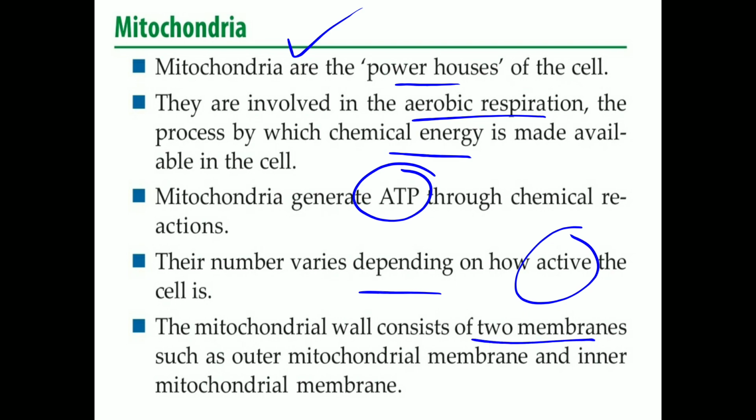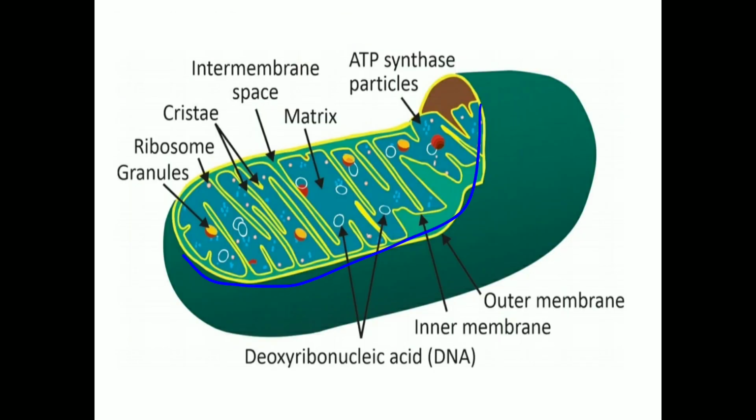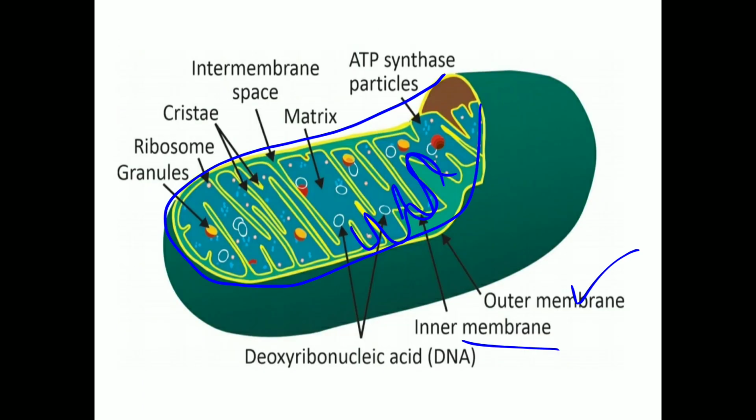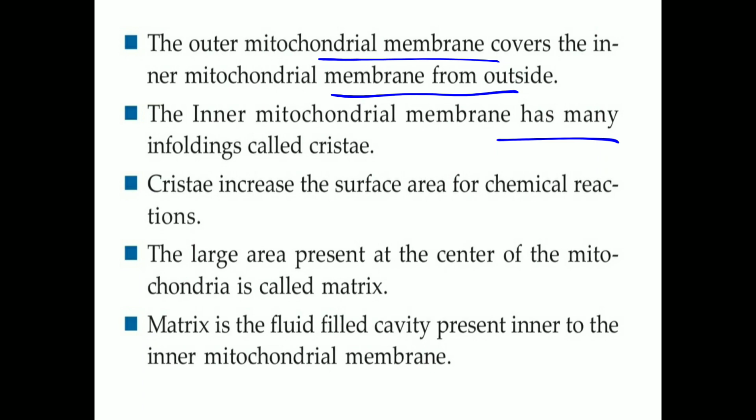The mitochondrial wall consists of two membranes. You can see here an outer mitochondrial membrane, and inner to that there is another, the inner mitochondrial membrane. The outer membrane covers the inner membrane from outside, and the inner mitochondrial membrane has many infoldings, many folds, and these folds are called cristae.